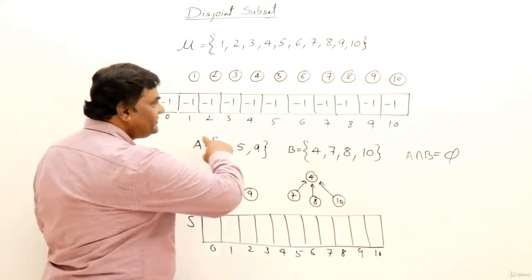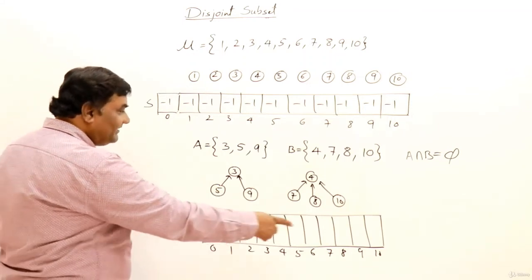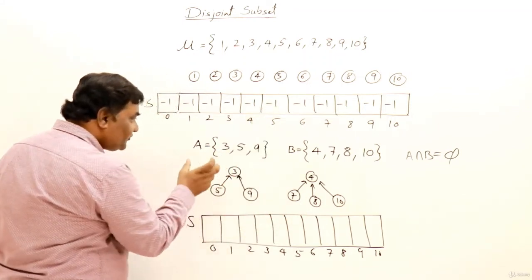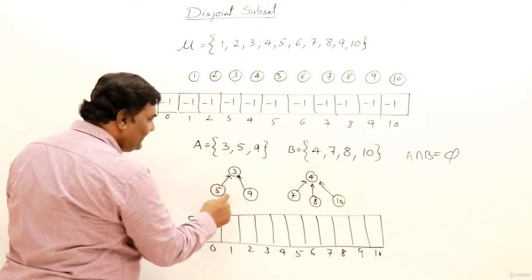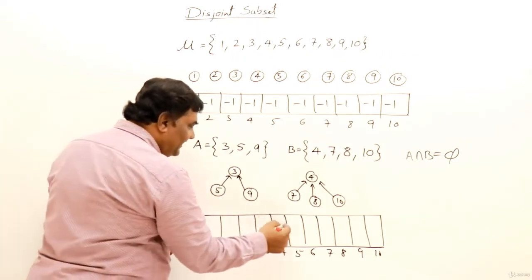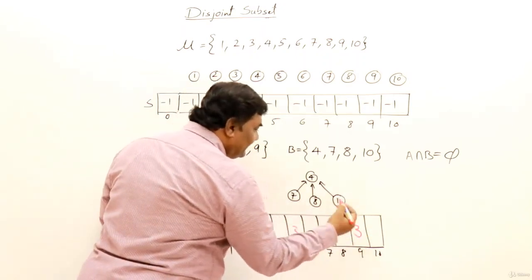Now here everything was -1. How do we represent it here? So I'll show it here. I have an empty array here, that same array. Now I have to show this set A. For showing that, 5 and 9 are shown as children of 3. So at 5, I will write 3. And for 9 also, I will write 3.